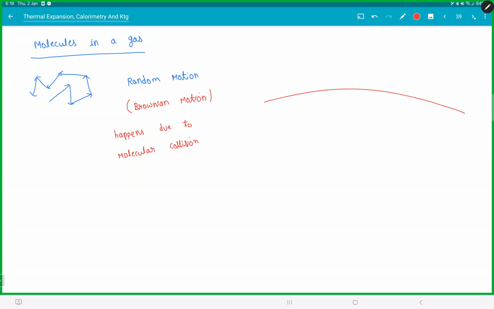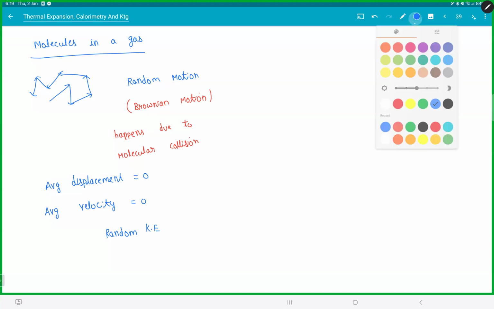It becomes systematic. So when this motion is random, the average displacement is zero, meaning eventually, given enough time, it will come back to the initial position. So average displacement is zero, therefore the average velocity is zero. So a random motion will not take you anywhere. You have high energy, but you're just randomly moving around. And this energy is called random kinetic energy. So kinetic energy can be classified into 2 types. And this one is responsible for temperature.